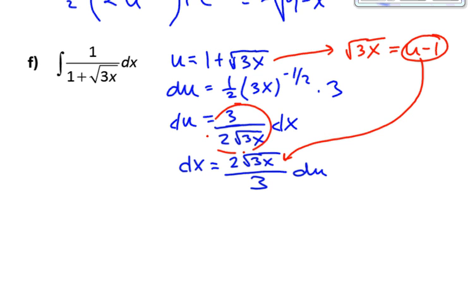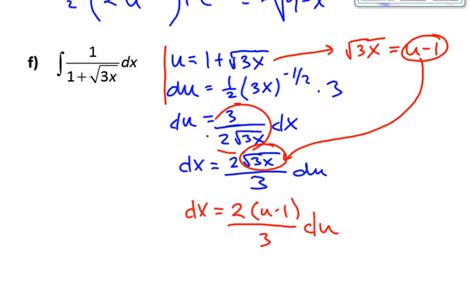But look at what I have to do. I don't have to continue solving for x because the square root of 3x is sitting right here. So then you get 2 times u minus 1 all divided by 3 du, and now you have dx in terms of u only. It's really kind of a crazy one, but sometimes you do have to manipulate that much. Good news is I don't see very many of these very often, because to try to get that on your own is pretty difficult. So let's go ahead and see what we can see over here on the left.